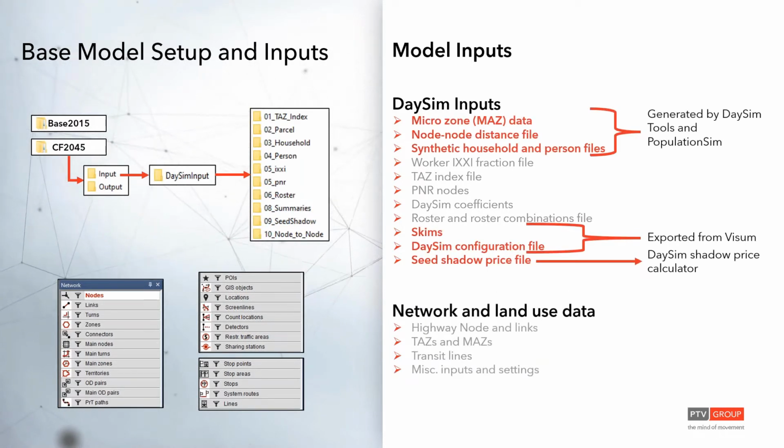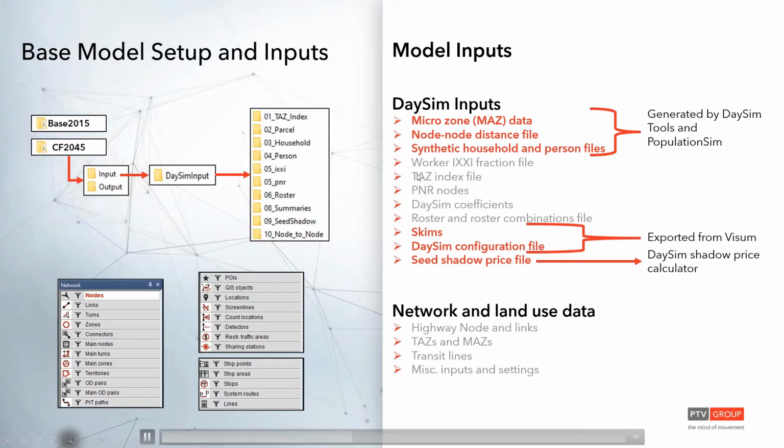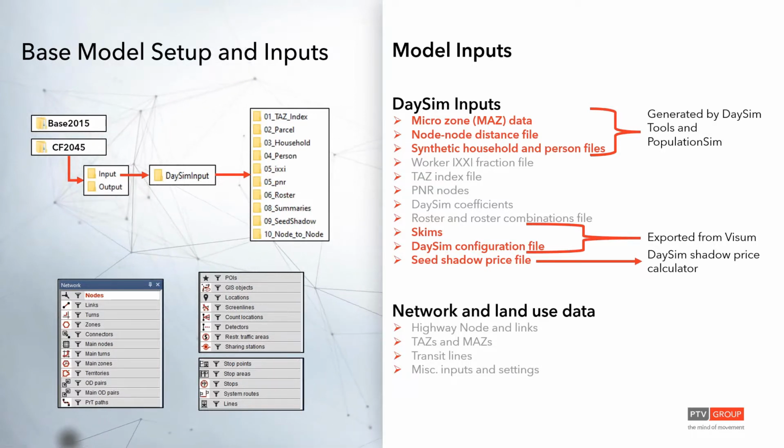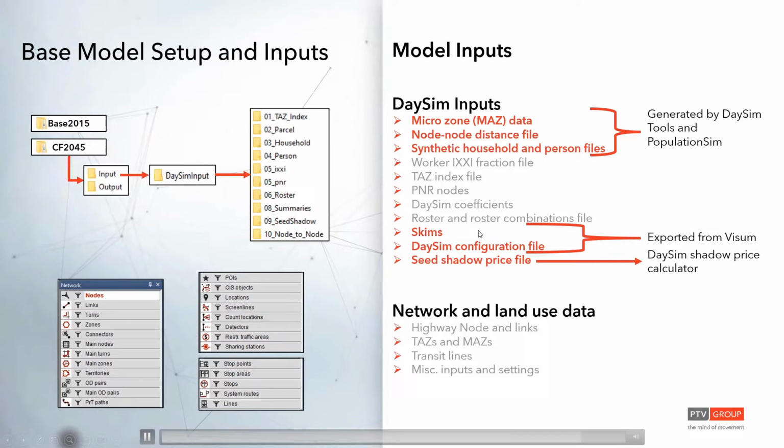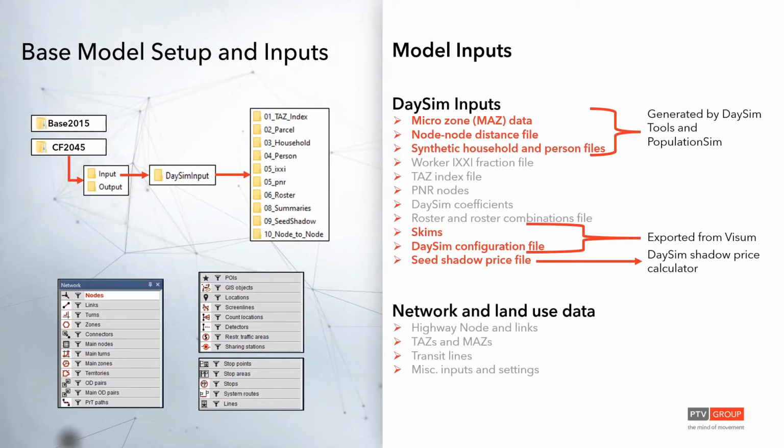And among the DaySim inputs, some of the inputs are sort of fixed. The ones that are grayed out are fixed and do not vary between various scenarios. But the first three, which is land use data and synthetic population and all of that, gets generated by DaySim tools and PopulationSim. And then the skims and DaySim configuration files are exported from Visum. And the shadow pricing file is again generated by DaySim itself.